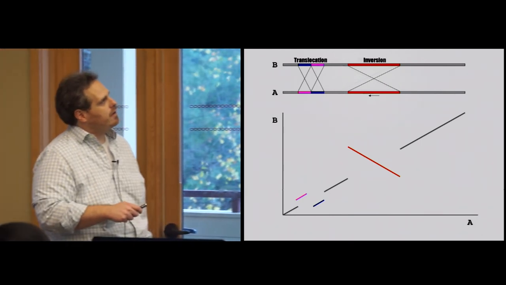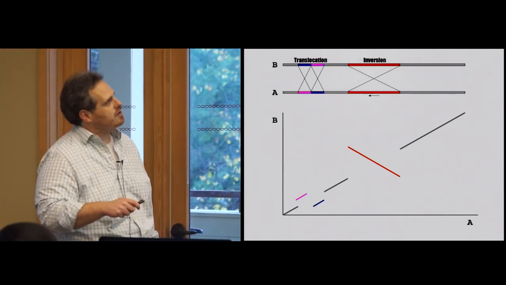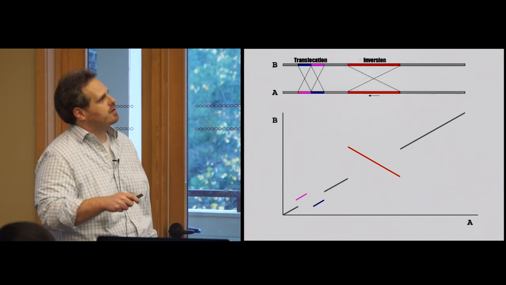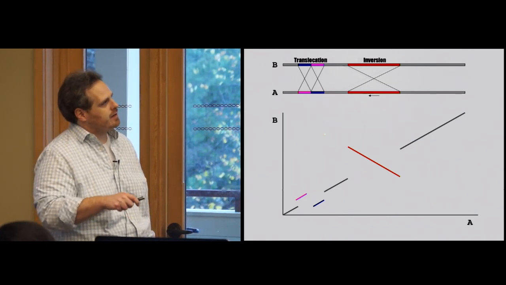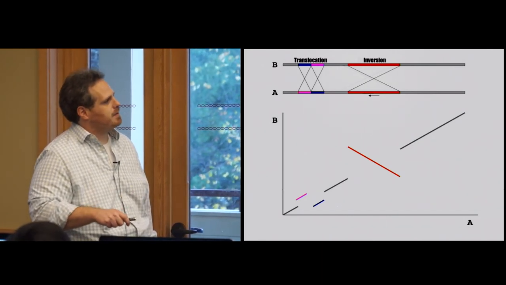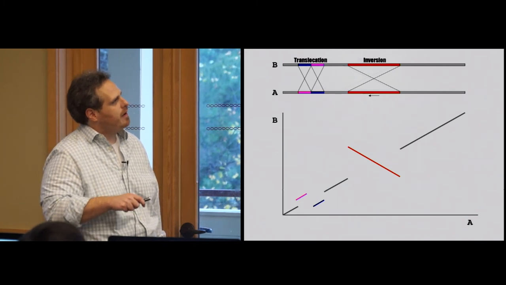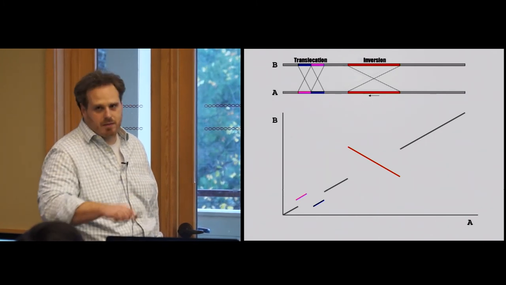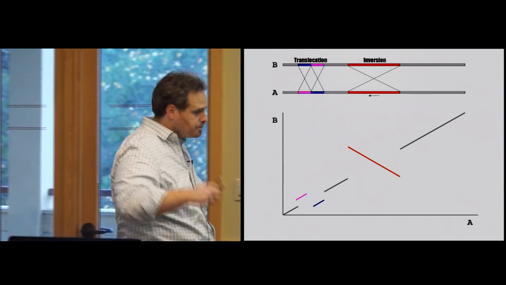Now, what we have here is what used to be the sequence going one way. We're going to have the reverse complement of that. The reverse complement is going to create an anti-diagonal, and that's because while A is counting up, B is going to be counting down. So to get that to match up, we'll go anti-diagonal.